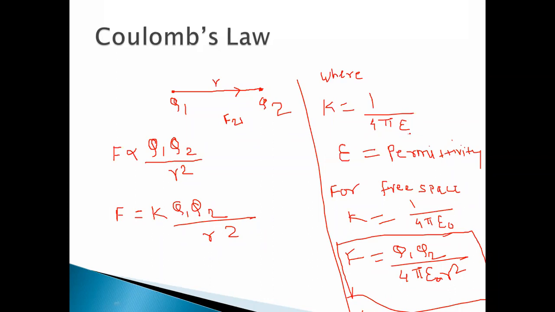But this is for different mediums. This epsilon r is the relative permittivity, and it will be according to the material we are using. But for free space, it is given by only epsilon 0. So this K is equal to 1 upon 4 pi epsilon 0 for free space, and F is equal to Q1 Q2 upon 4 pi epsilon 0 r square. Now, when we are using the vector form, how we can write, we'll see. And this epsilon 0 is given as, does anyone know the value of epsilon 0?